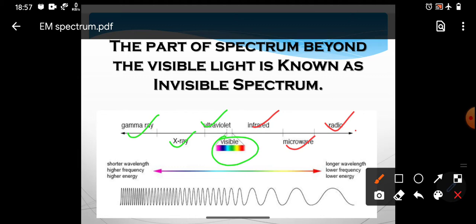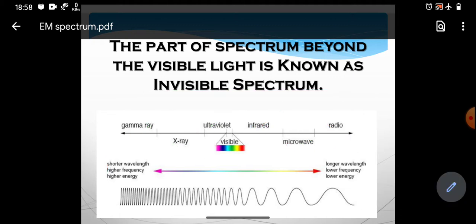One more thing we can notice over here is that on the extreme left side, the wavelength is shorter but the frequency is much higher. Therefore the energy of the rays from this side is higher, and as we go towards the right side, the energy becomes lower but the wavelength becomes more. So the part of the spectrum beyond the visible light is known as the invisible spectrum.